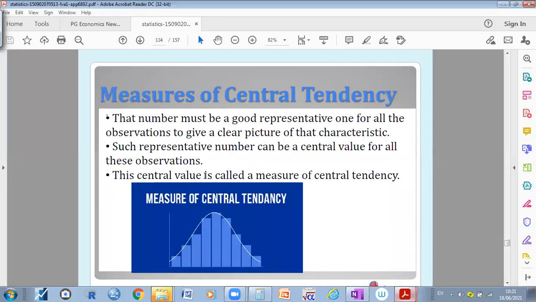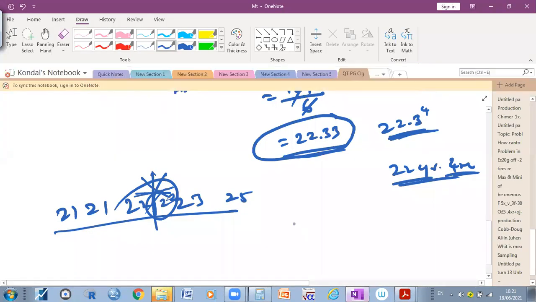The central values are called measures of central tendency. Sometimes we get the average as the middle, sometimes the mode, and the median is also a mid value. There is also the midpoint. The midpoint, when you take 1, 2, 3, 4, 5, what is the midpoint here? 3. When you calculate the average, you will get 3 here also.